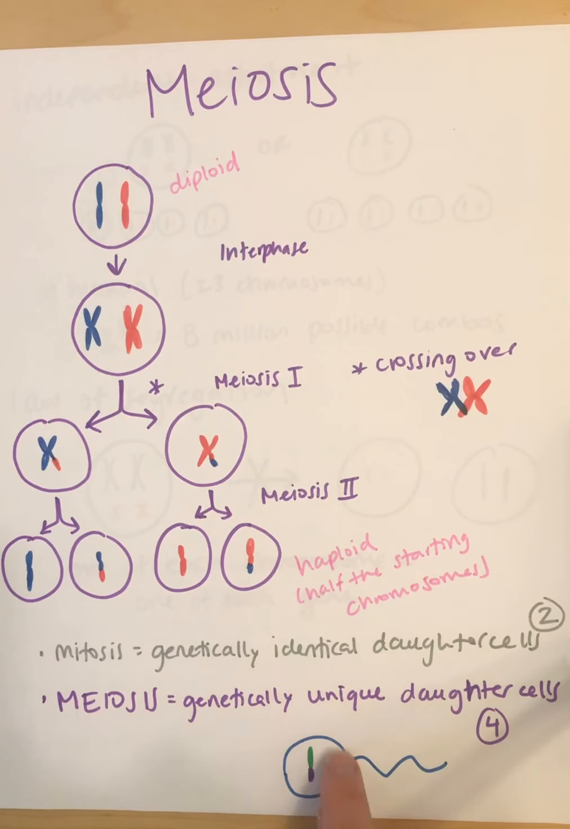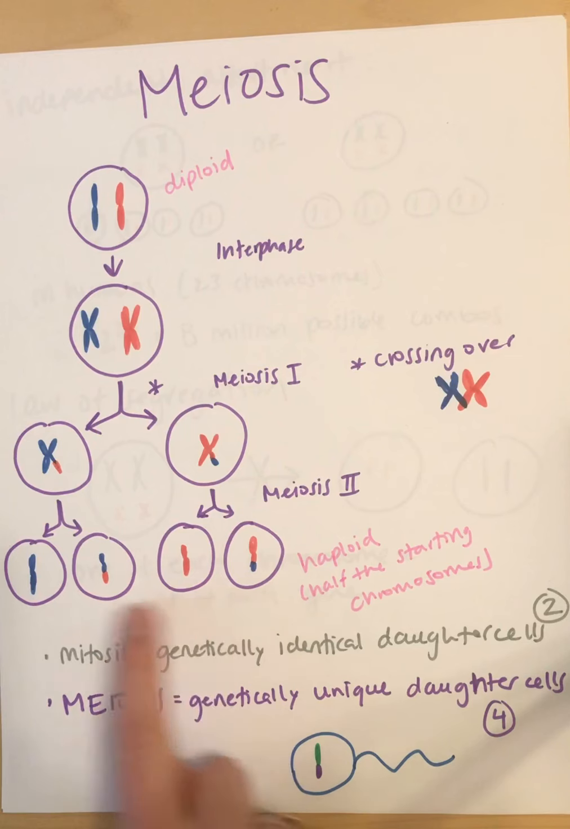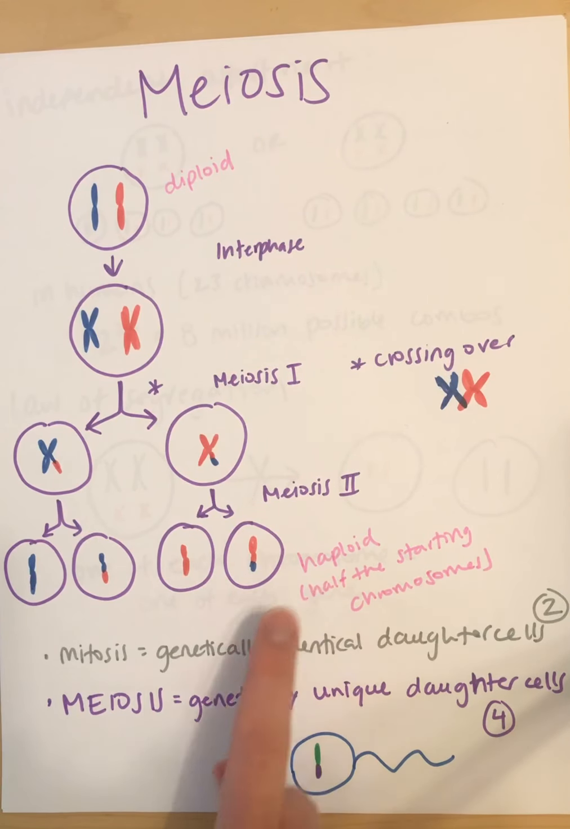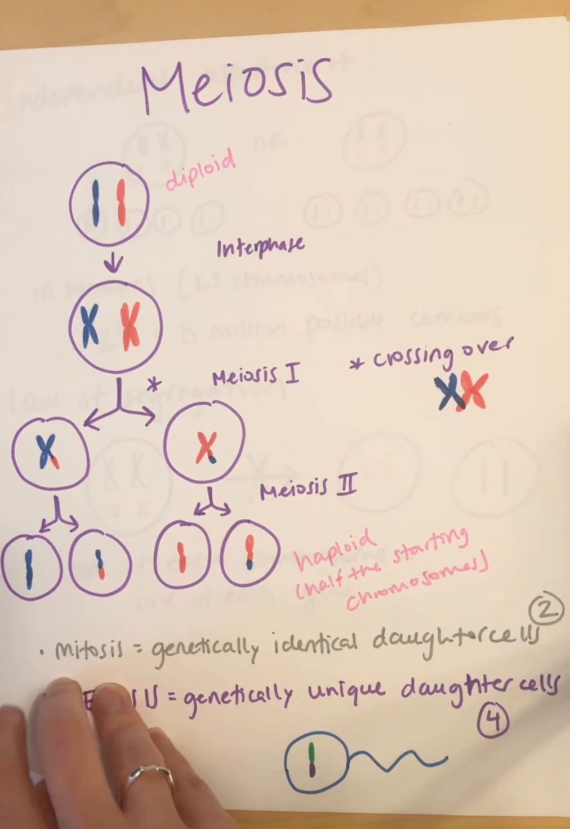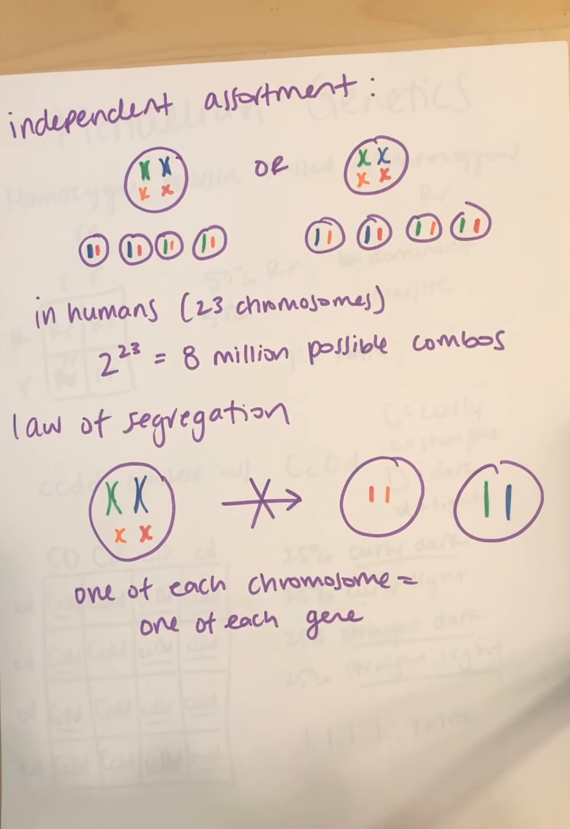So that's part of what leads to genetic diversity in our population and within our families: the uniqueness of the DNA combinations produced by crossing over, the mixing of the genes that we have in our body. And also, independent assortment helps lead to genetic variety.